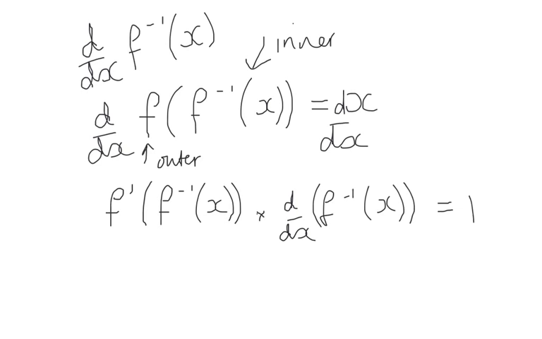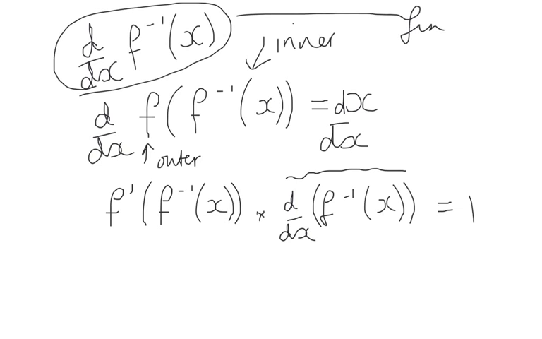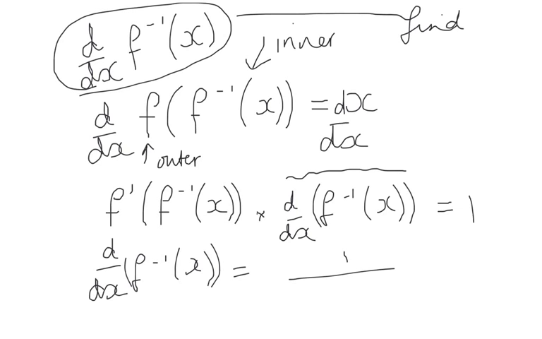Now we just need to rearrange to get this stuff, the derivative of the inverse, on the left hand side, as that's the idea of this. This is what we were trying to find from the beginning, the derivative of the inverse. So the derivative of the inverse function is equal to 1 divided by everything else, f dash of the inverse of x.